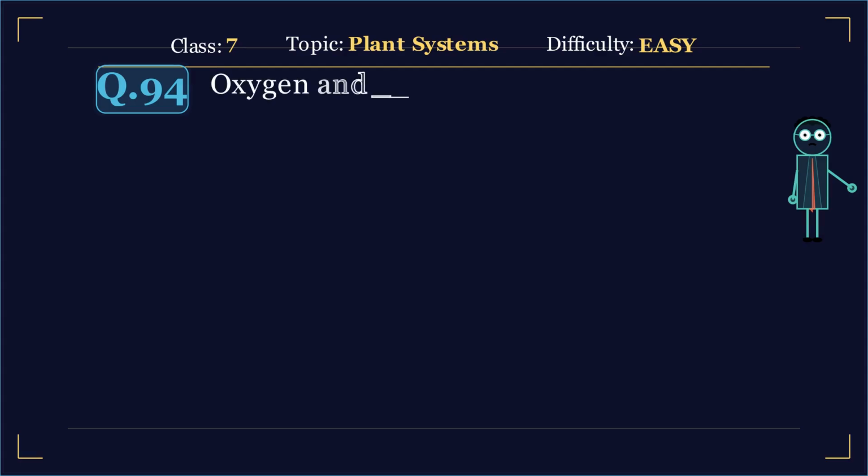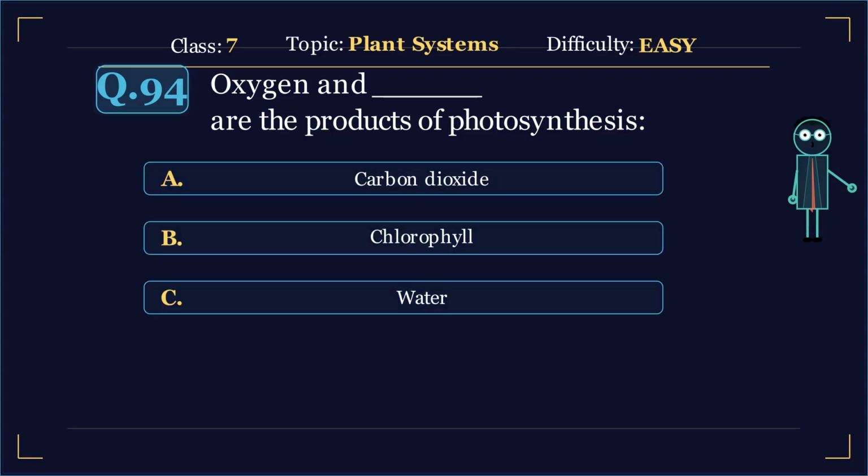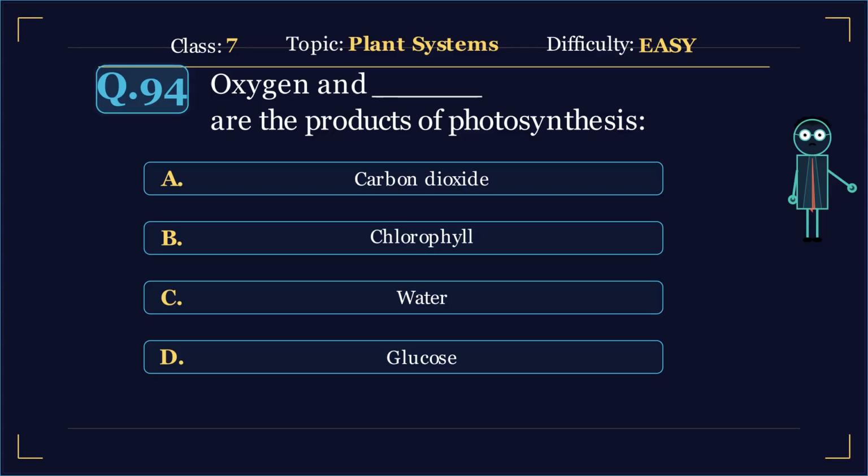Question 94. Oxygen and blank are the products of photosynthesis. Option A, carbon dioxide. Option B, chlorophyll. Option C, water. Option D, glucose. The correct answer is option D.